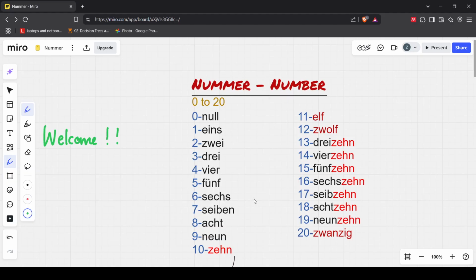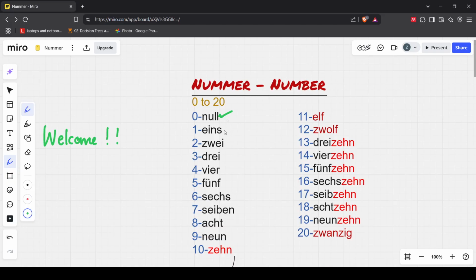I'll be explaining it. And yeah, coming to the topic, in German, zero is called null. Now you can compare this. In English also we have a similar word, null, which signifies emptiness or absence of anything.